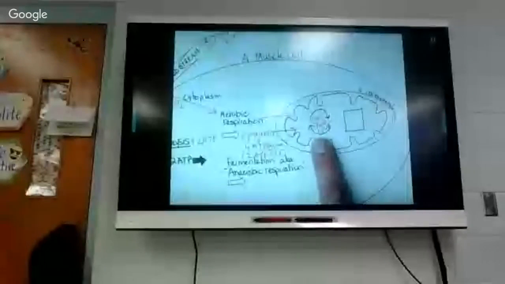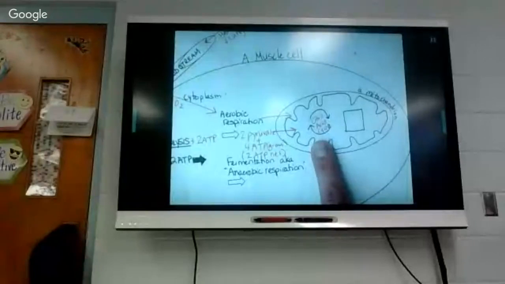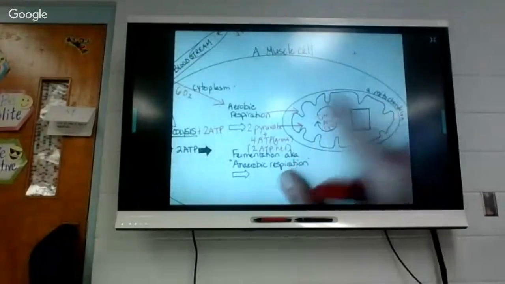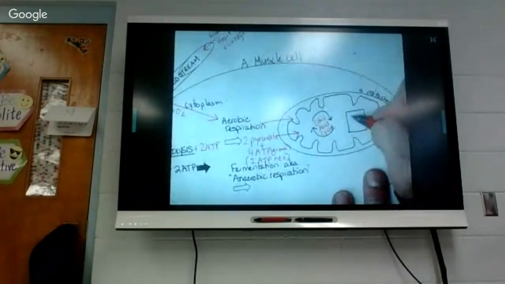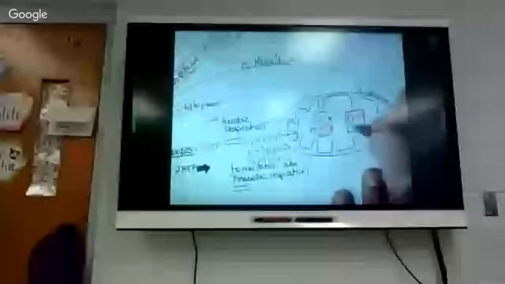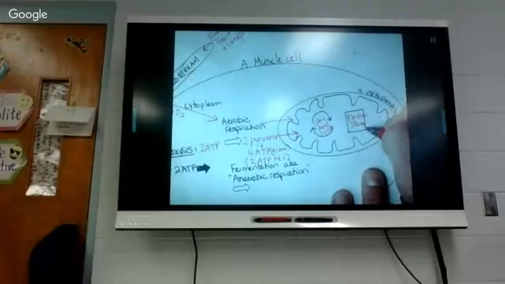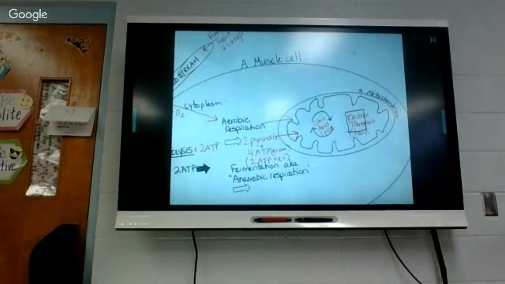Okay, you don't have to know the ins and outs of it at all. Just be able to recognize that that's part of aerobic respiration. There's also something called the electron transport chain. That's where most of the ATP is going to come from. And again, as long as you know that that's part of this, you're in good shape.